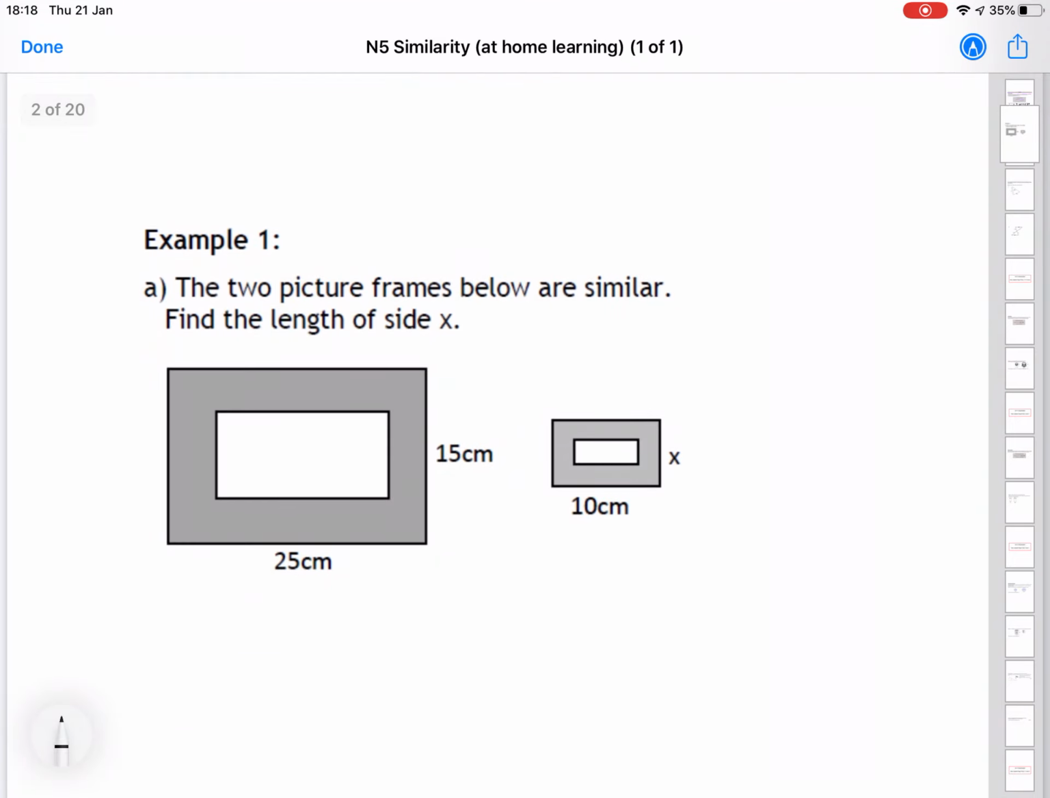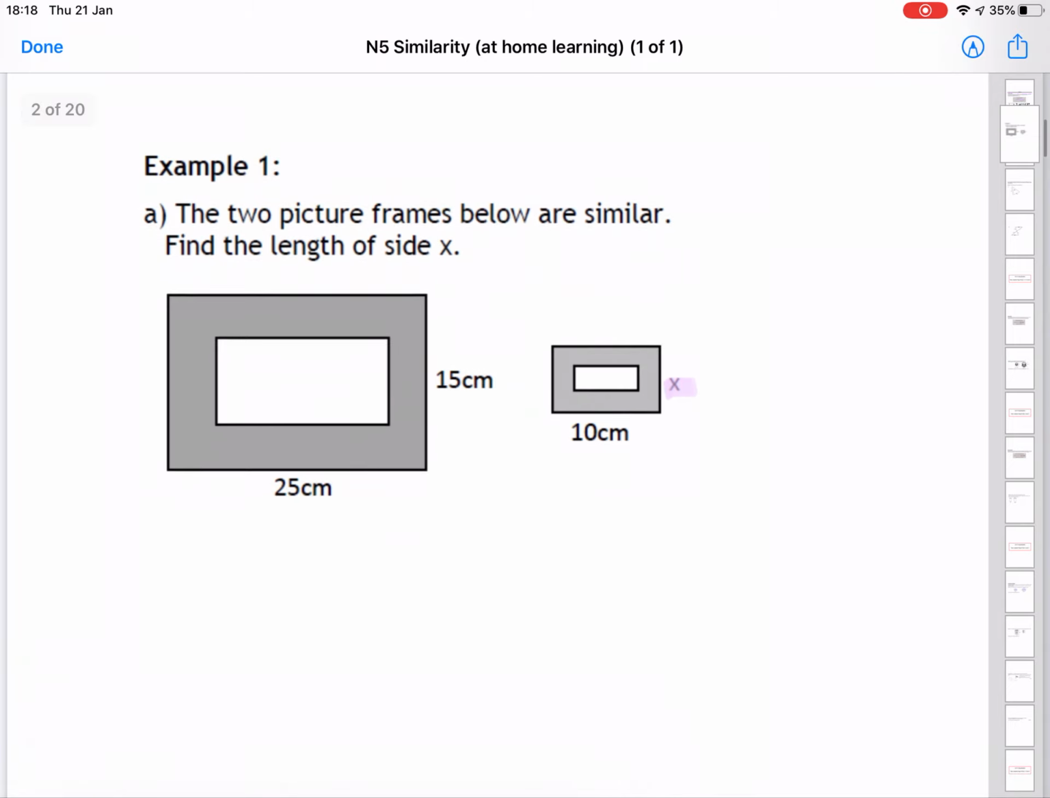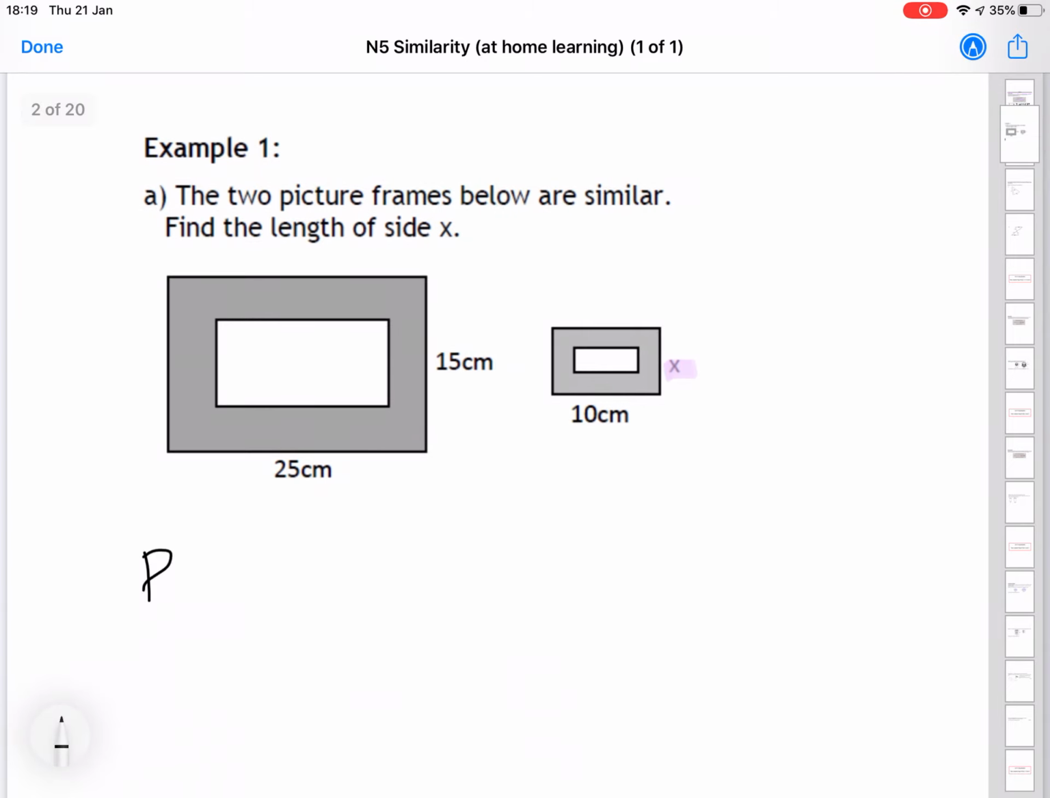Here we have example 1. We have two picture frames below that are similar and we're asked to find the length of side X. We can see that the side that we're being asked to find is on a smaller version of the original picture frame. So this side X is on the smaller one. What's been done here is a reduction has been made. So the first thing I need to work out is my reduction scale factor.